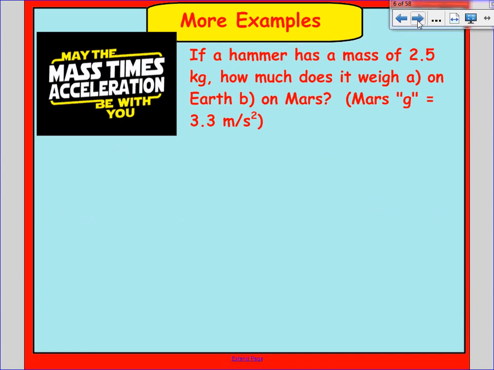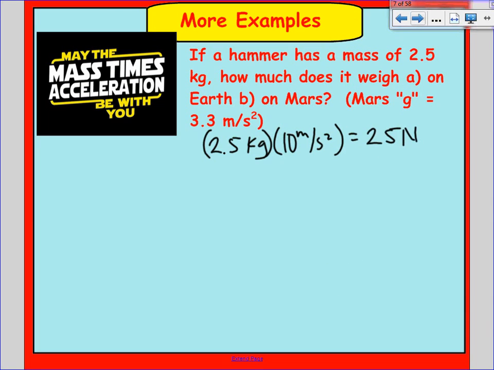Let's look at another example. If a hammer has a mass of 2.5 kilograms, how much does it weigh, A, on Earth, and B, on Mars? And Mars's g value is 3.3 meters per second squared, roughly about a third of what it is on Earth. Well, on Earth, we're just going to take the mass, which is 2.5 kilograms, times the Earth's acceleration of gravity, which is 10 meters per second squared. This would come out to be 25 newtons.